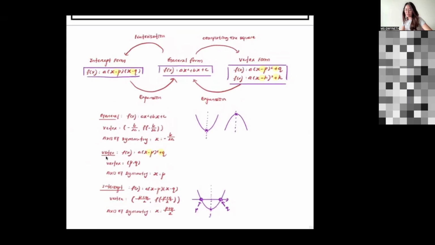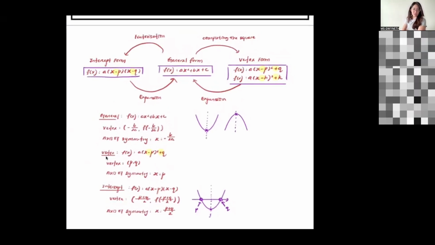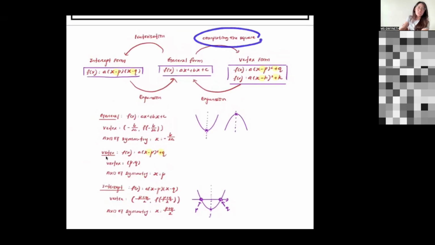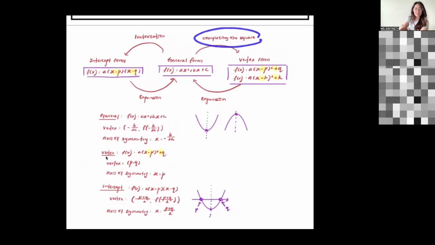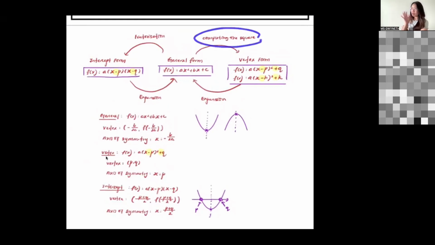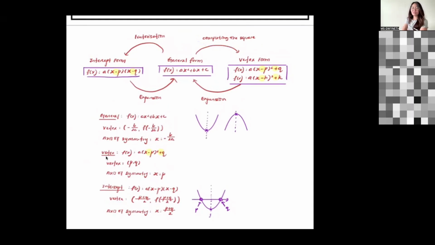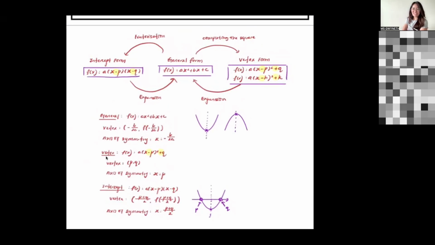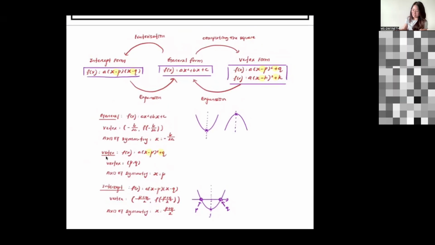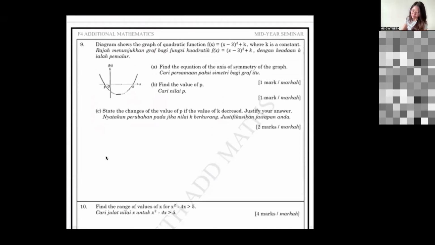This one is very, very, very important in functions. And completing the square is also very, very important here. Definitely your exam is going to come out with completing the square. I don't believe they would not come out with that. Impossible. I'm telling you already.